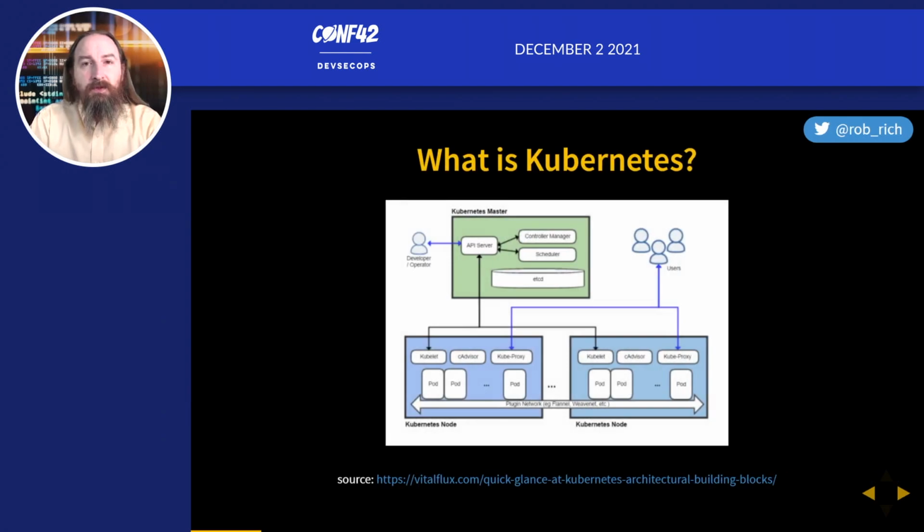Oftentimes when we're greeted with Kubernetes, we have a diagram kind of like this. It shows the control plane here in green, it shows the worker nodes here in blue, and we can see the various components, the microservices within Kubernetes. Now there's lots of microservices here that do a lot to keep Kubernetes running, but they focus on keeping Kubernetes running. They do nothing for our process in our container.